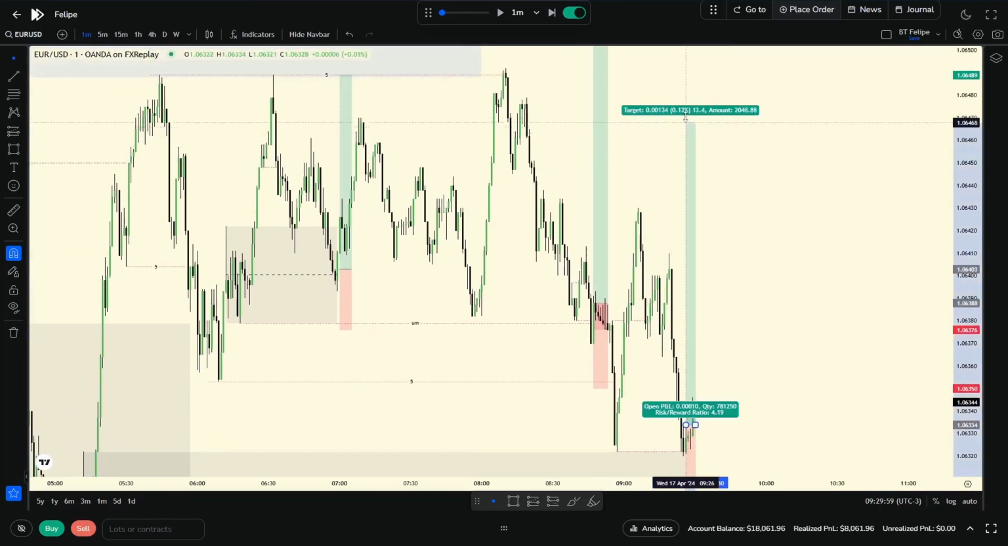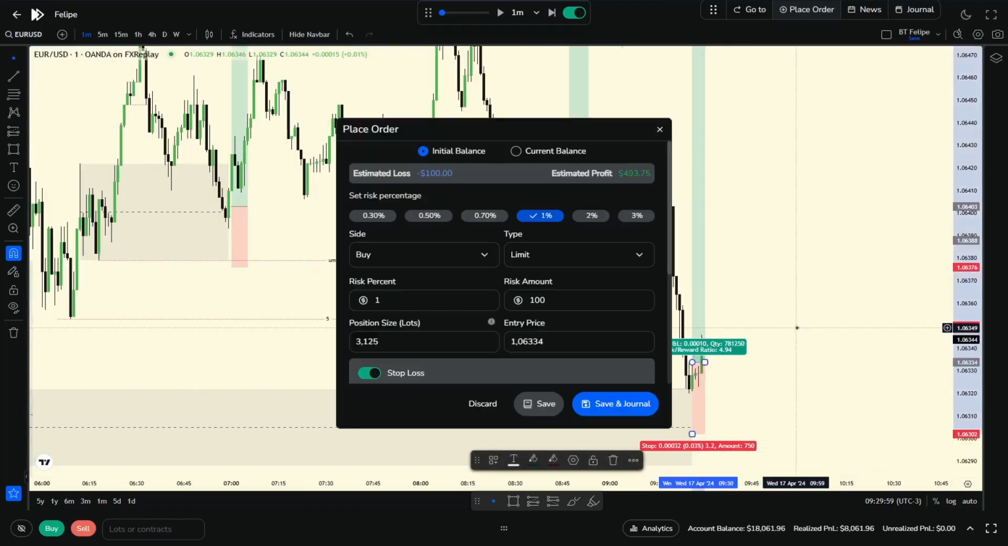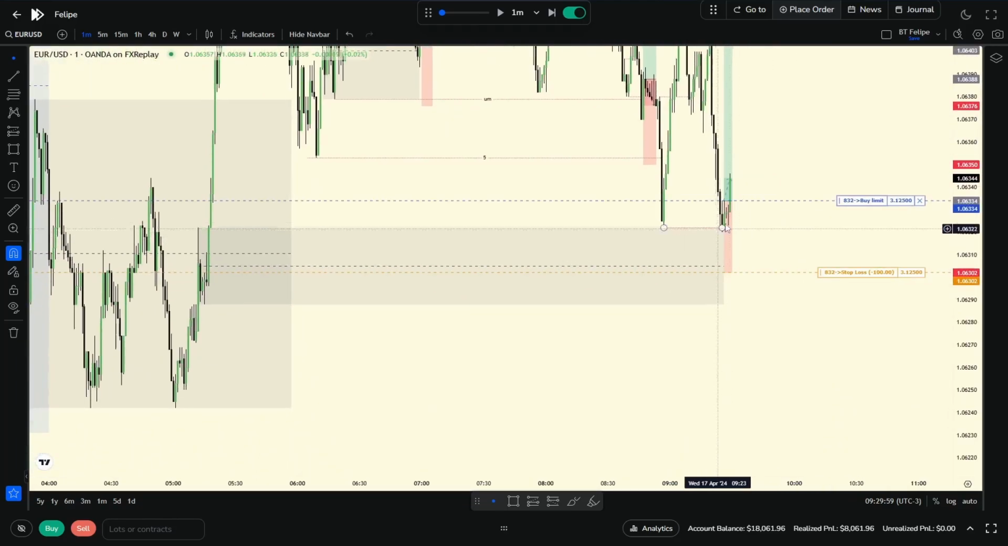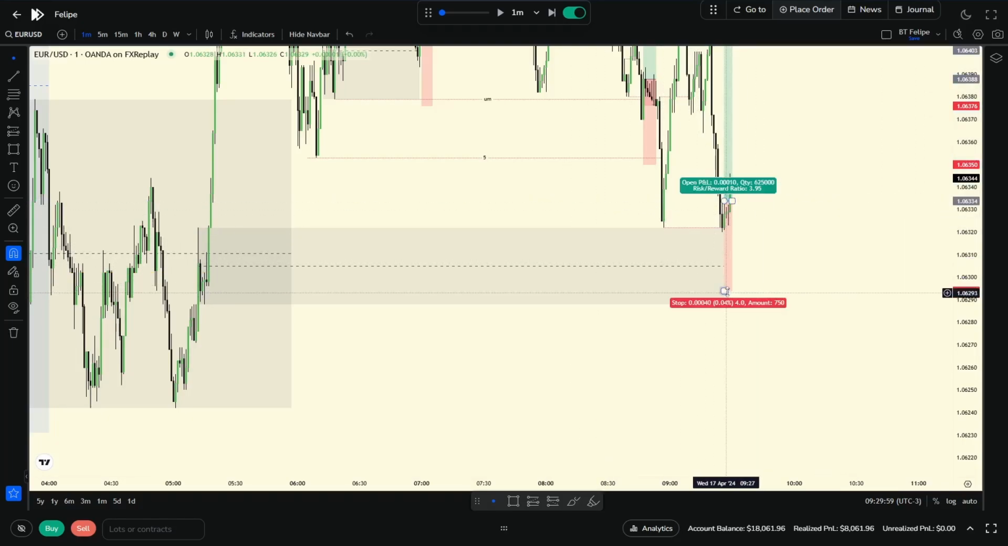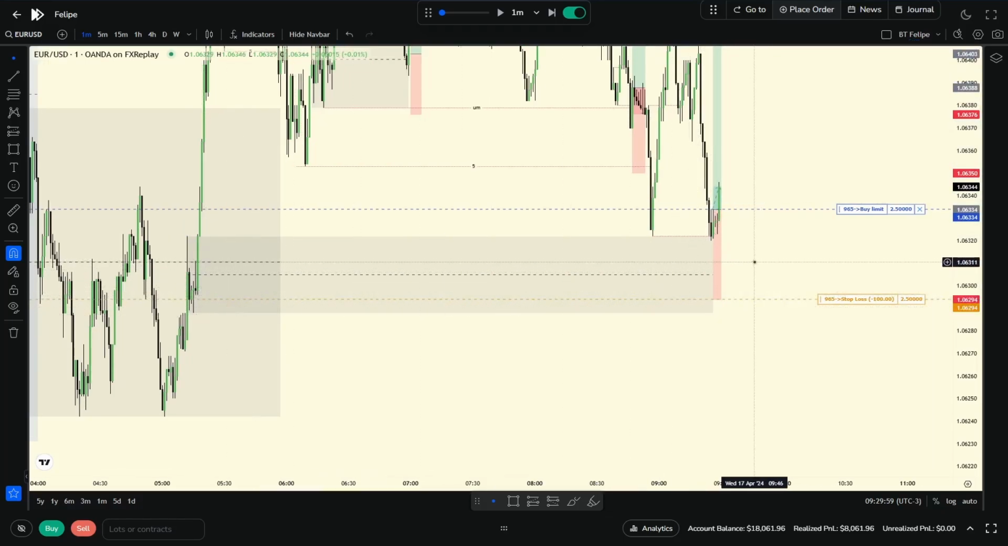So now, oh yeah, that's 5R, that's more than enough. I'm just a little bit afraid to take this, then price comes here. Let's do like this, a little bit safer.